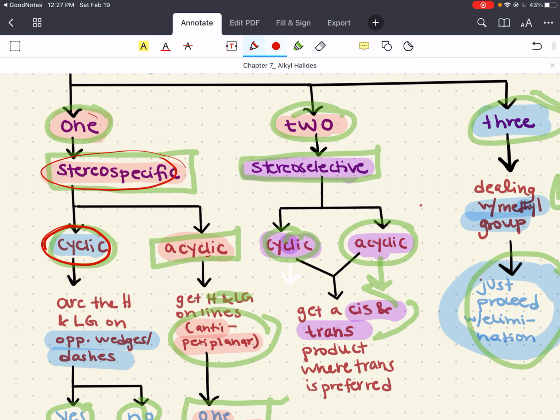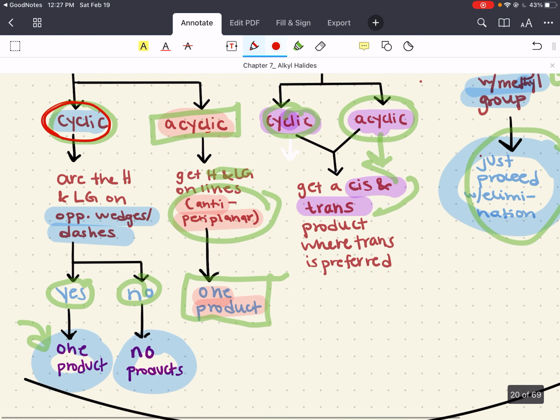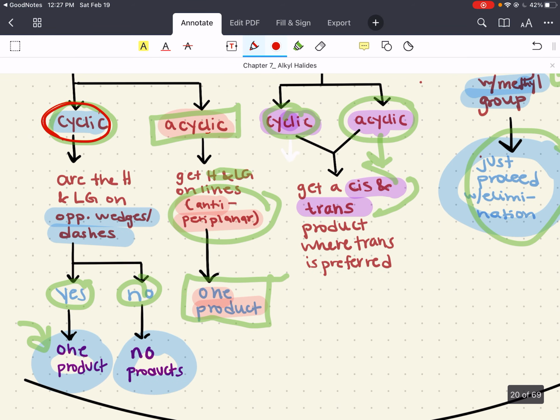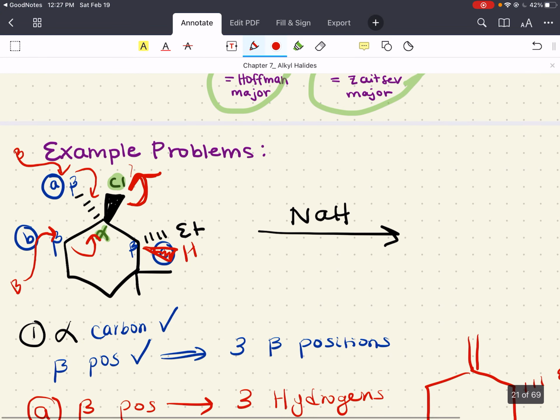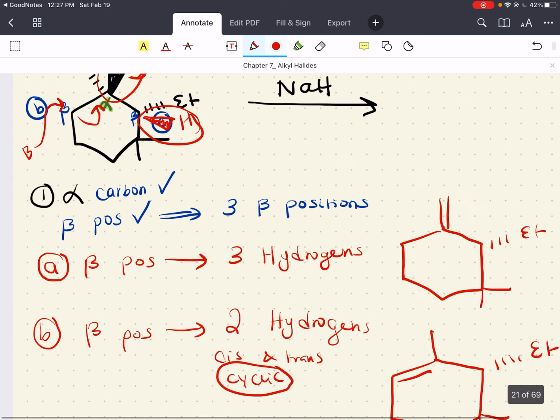We are dealing with a cyclic compound, obviously. Look at that, that's a ring structure. Now, the question you ask yourself afterwards is, well, is the hydrogen and the halogen on opposite wedge dashes? Well, let's look. Chlorine is on a wedge. Hydrogen is on a wedge. They're both on wedges. They're not on opposite. No, they're both on wedges. That means no product is going to occur here.